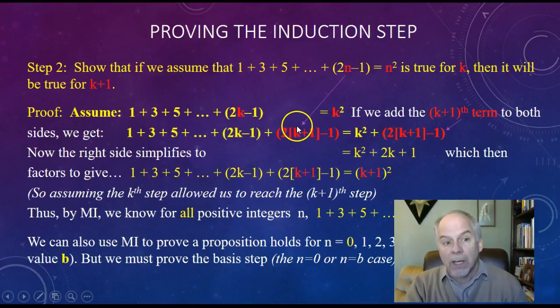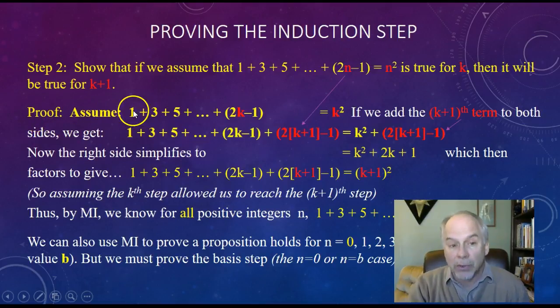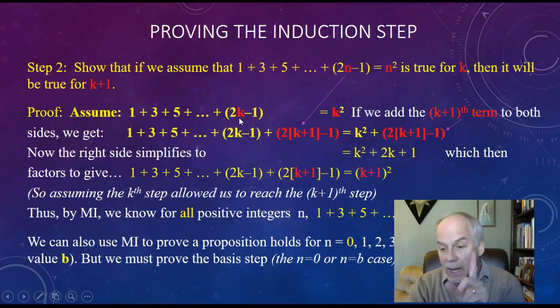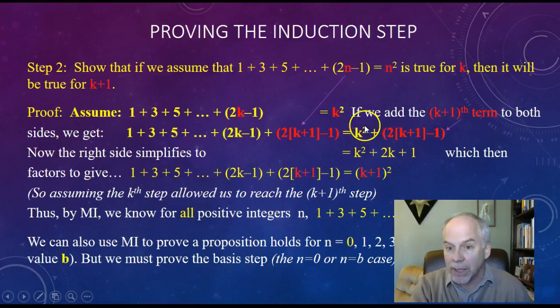So here's the proof of the induction step. Assume that 1 plus 3 plus 5 plus dot dot dot all the way to 2k minus 1. Notice I plugged k in where the n used to be. I'm assuming it works for k, so I stick k in for n. And then the right side, n squared, becomes just k squared. So that's our inductive hypothesis or assumption.